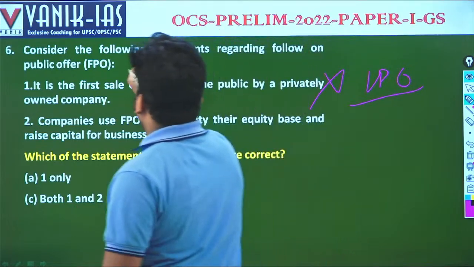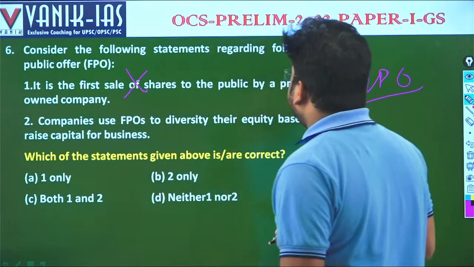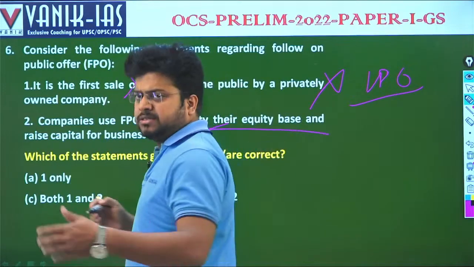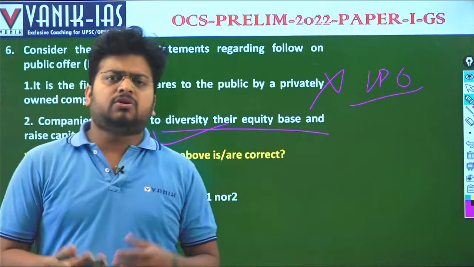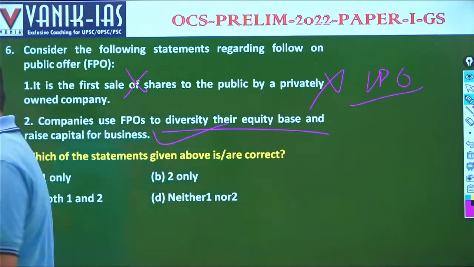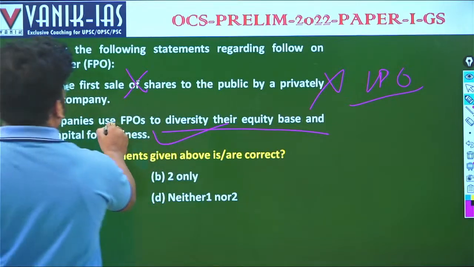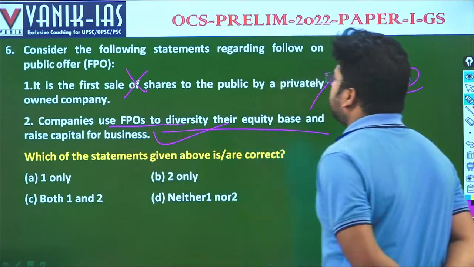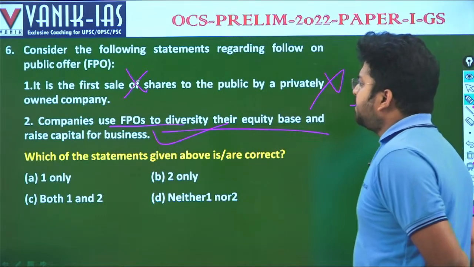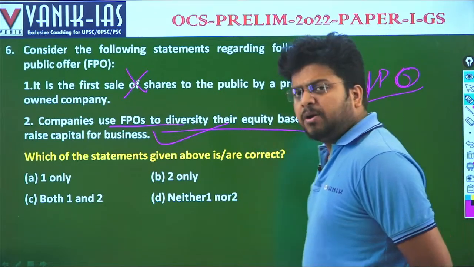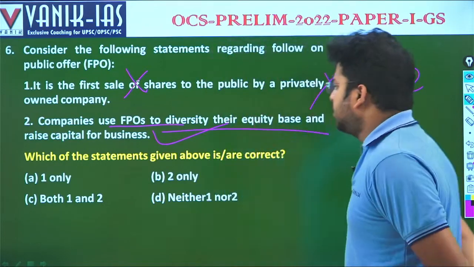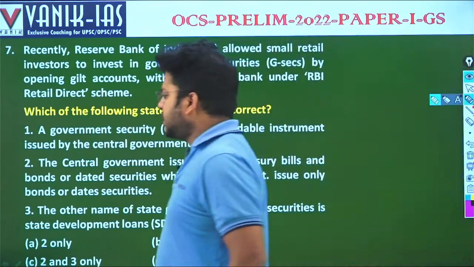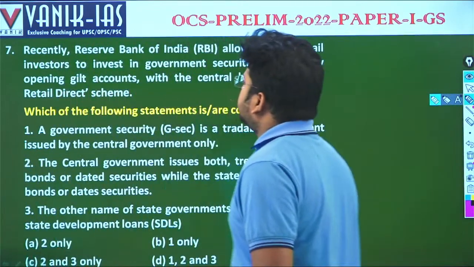So it is not the first sale of shares. This is wrong. Companies use FPO to diversify their equity base and raise capital for the business. To diversify their equity base means more and more shareholders, to get more capital. They expand their companies, that is FPOs. Follow-on public offer. Initial public offer is what? That is the first sale of shares by a private company, right? IPO is in the primary market, FPO is in the secondary market. Primary market is where shares are sold for the first time. In the secondary market, the follow-on shares are sold.